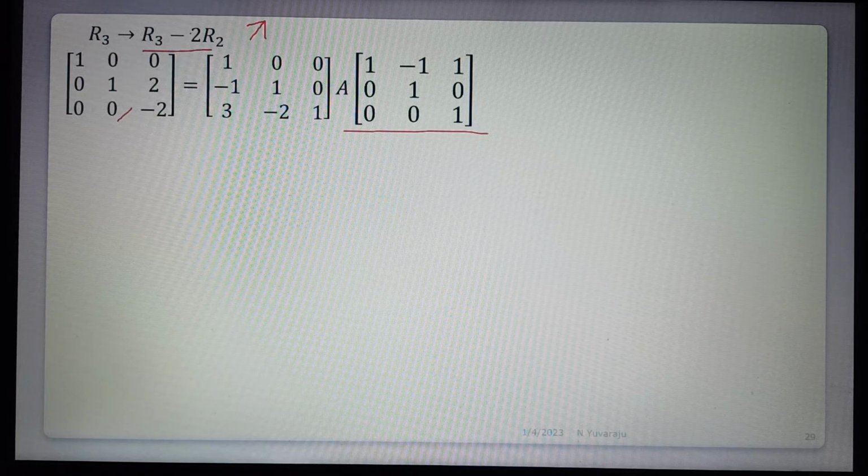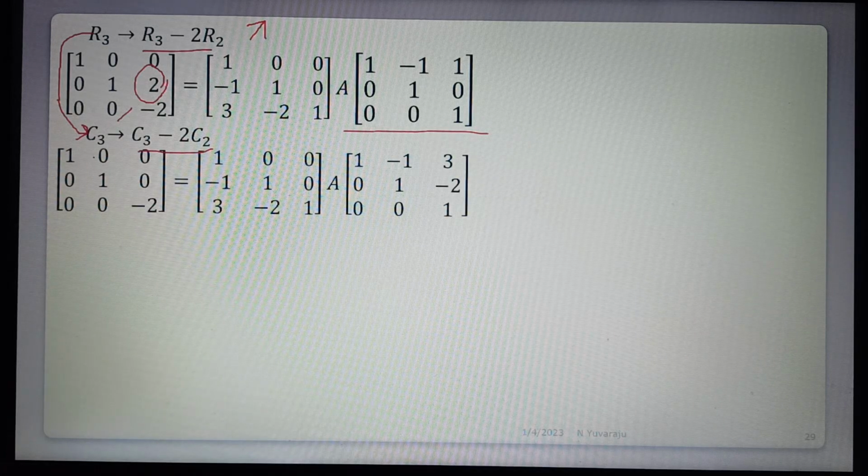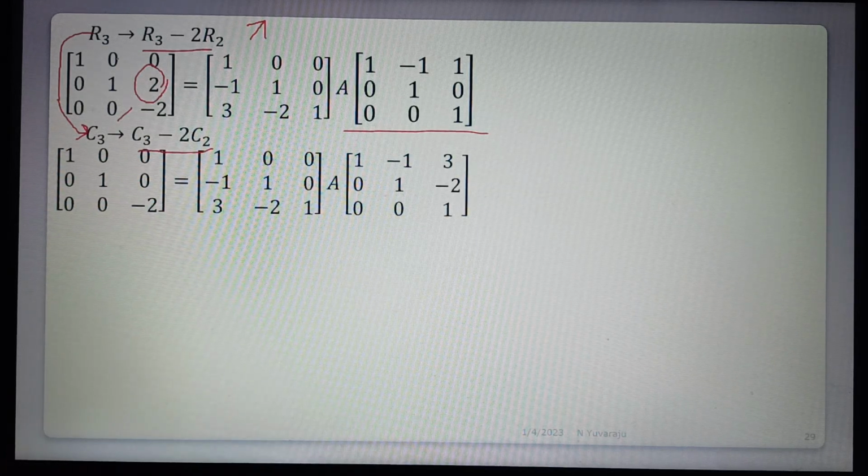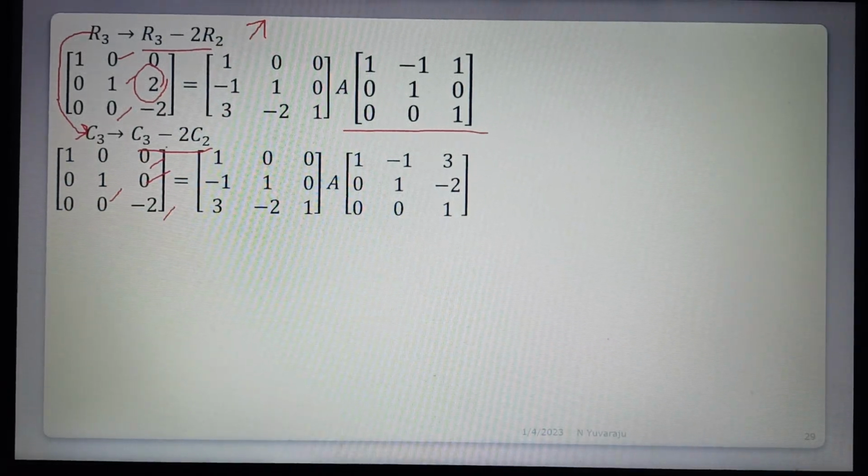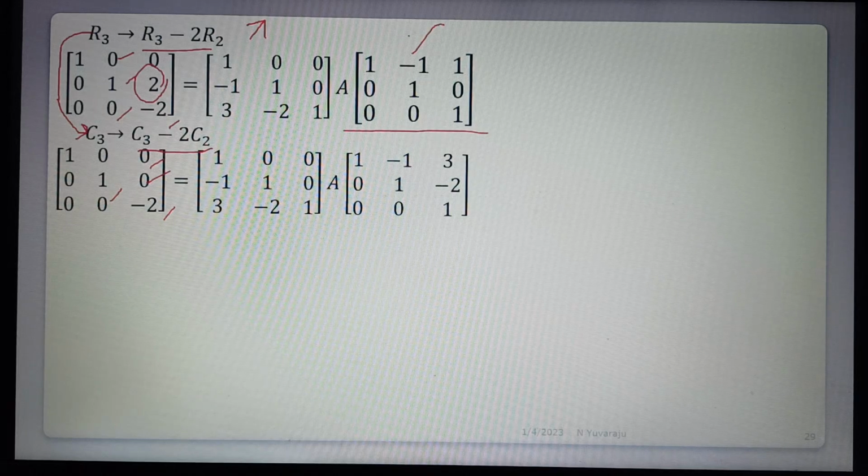Next, the similar transformation on the column: C3 minus 2 C2. Same operation, no change. That is, this element is 0. So first column 1 0 0 same. Second column same, 0 1 0. Next C3 minus 2 C2: 0 minus 0, 0; 2 minus 2, 0; minus 2, 0 minus 2. The same column operation on this matrix, this matrix has no change.